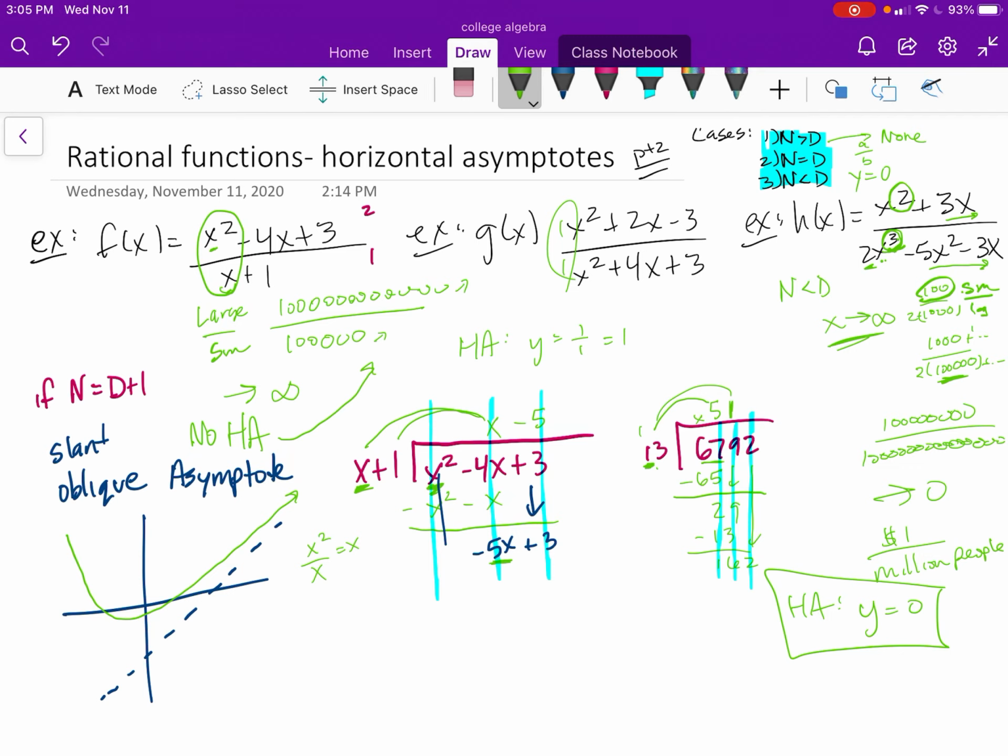So now negative 5 times 1 is negative 5. Negative 5 times x is negative 5x. But remember, we are subtracting, so that means we switch all these signs. Negative 5x plus 5x, 0. 3 plus 5 is 8. Now x cannot go into 8, so therefore this is the remainder.